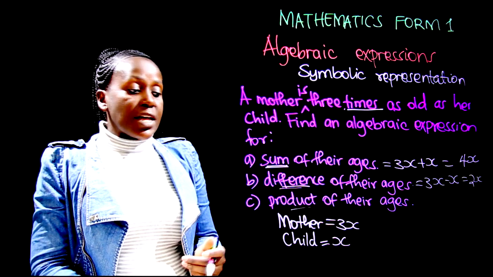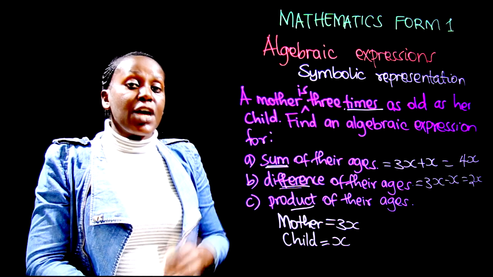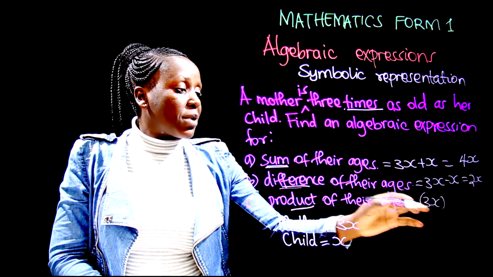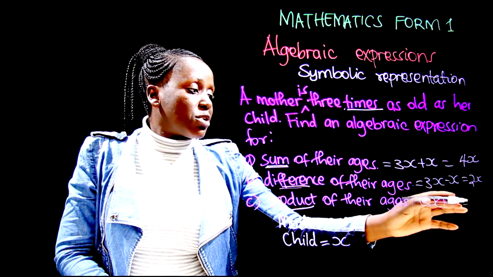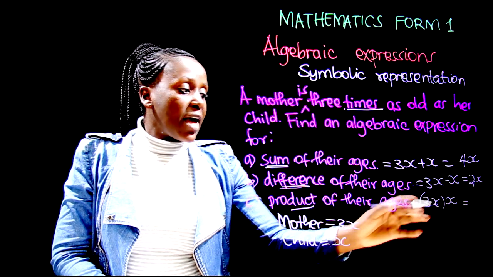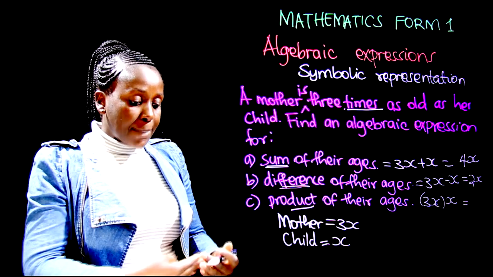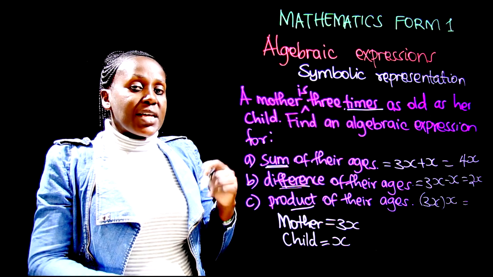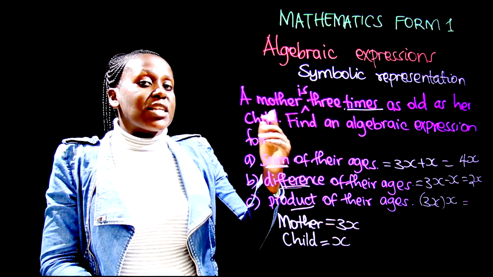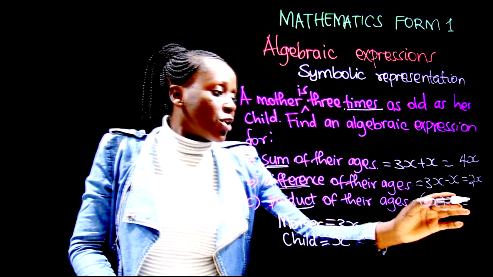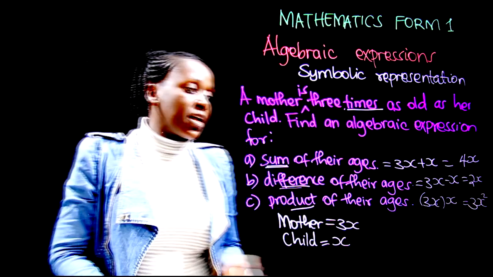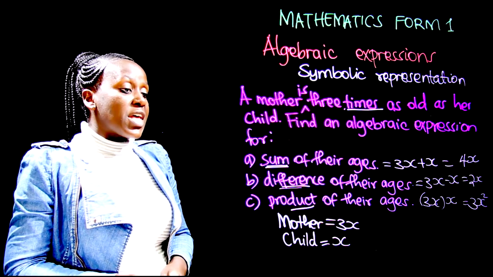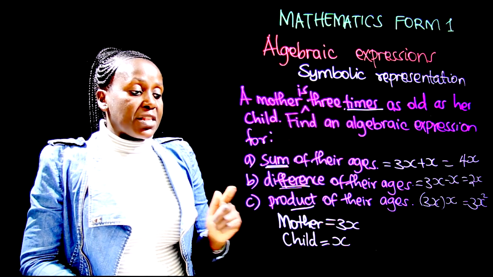And then the product of their ages, product is obtained through multiplication. So now we have 3x multiplied by x, and this will be equal to, we have x times x here. Remember, in squares we learned that a number multiplied by itself is equal to that number squared. 2 times 2 is equal to 2 squared. So x times x is x squared. So here we have 3x squared. And those are the algebraic expressions representing the sum, difference, and the product.